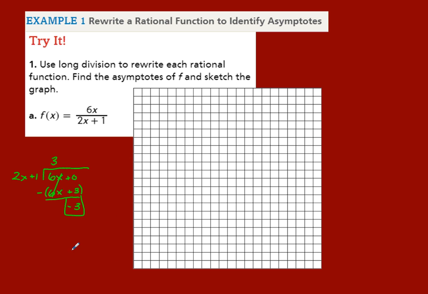So remember how we do this. We say the answer is going to be 3 plus 3 over, or sorry, not plus. That's my mistake. It is a minus 3 is our remainder. So yes, it should be minus 3 here. Over 2x plus 1. We put it over what we divided by. So this is our answer. So we have now divided this.